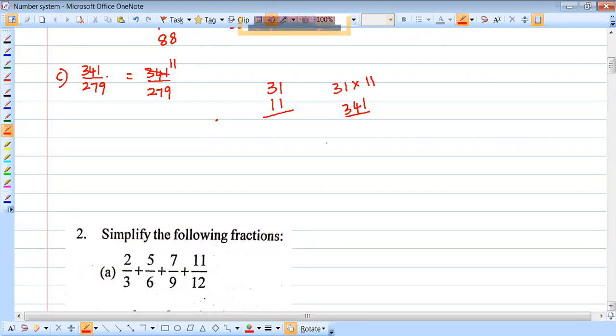Now let's check with 31 into 9. 1 9 is 9, 3 9s are 27, 279 is there. So here you will get 9 times. The answer for this question is 11 by 9. Let's note it down. Hope everyone understood how we got 11 by 9 as the right answer.